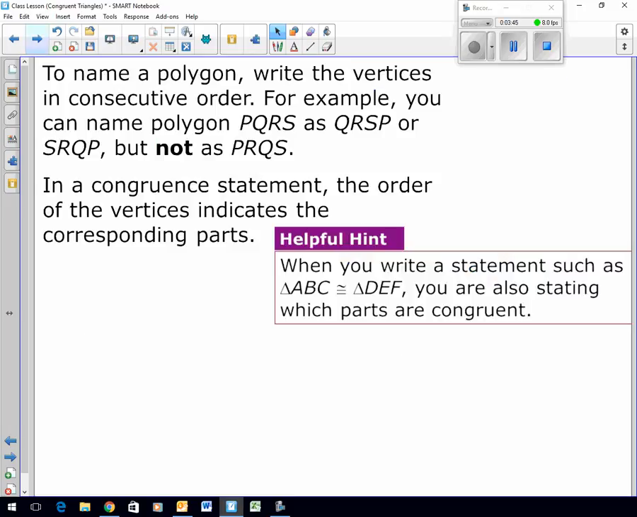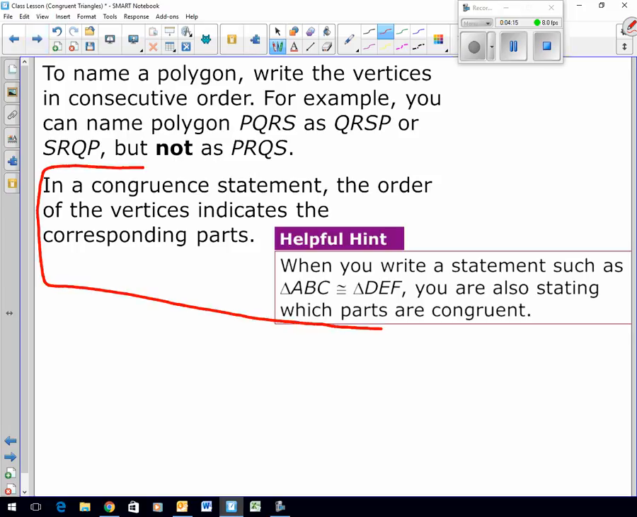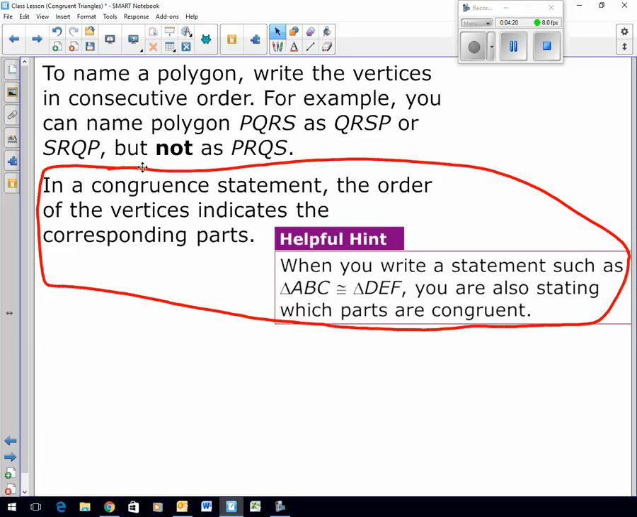Naming a polygon, you write the vertices in consecutive order. That's what I just said. For example, you can name polygon PQRS as QRSP or SRQP, but not as PRQS. Here's the part that's really important. In a congruent statement, the order of the vertices indicates the corresponding parts. When you write a statement such as triangle ABC is congruent to triangle DEF, you are also stating which parts are congruent. That's why I want you to write down that part. Let's move on.